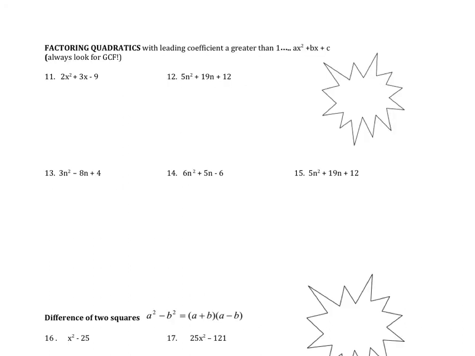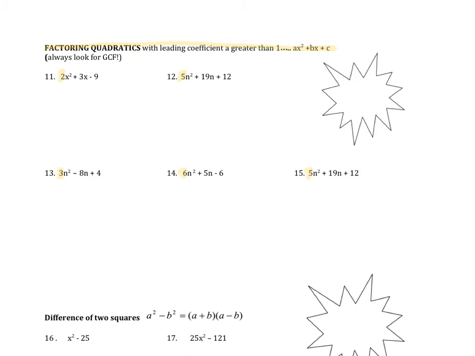So these are quadratics that very specifically have a leading coefficient that is greater than 1. So my a value is a number other than 1. You can look at it here and see it's 2, here it's 5, here it's 3, here it's 6, and here it's 5. And in these problems, there's no GCF. I am not going to be able to factor out that number to get an a that's 1. So we need a method to factor these.